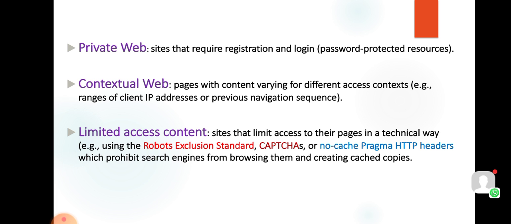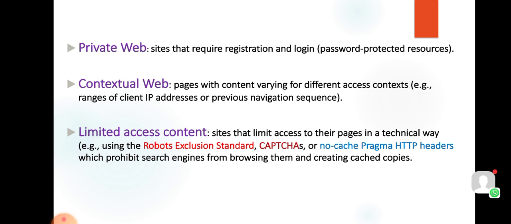Contextual web, that is pages with content varying for different access contexts. So on the basis of the client IP address or the previous navigation sequences, what kind of content will be shown on the particular page will vary as per the particular context.